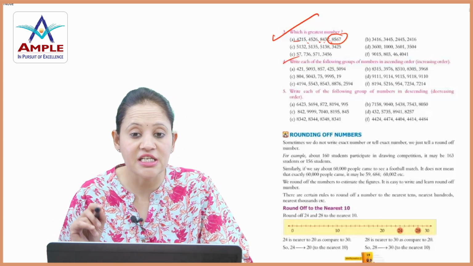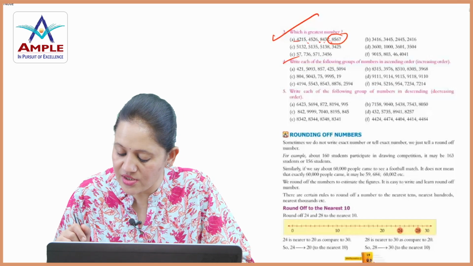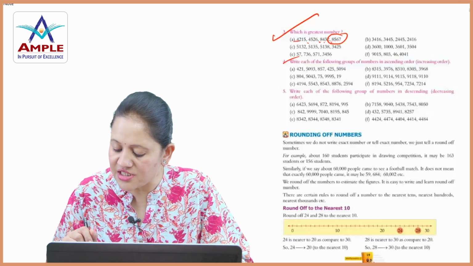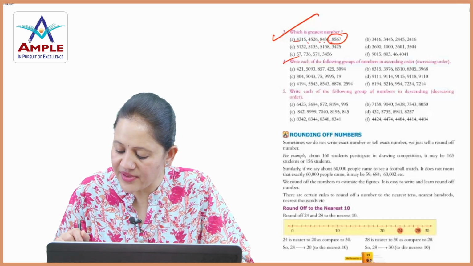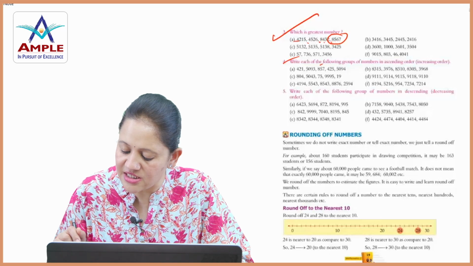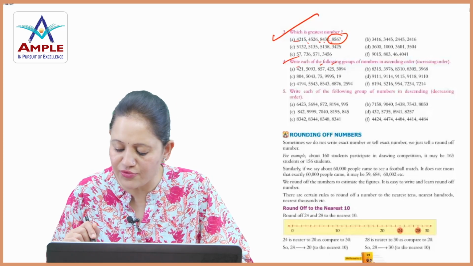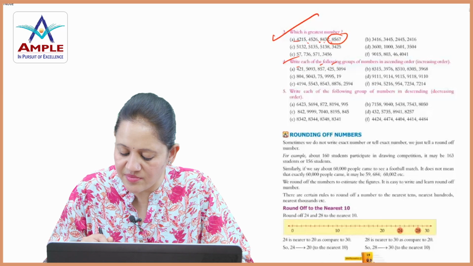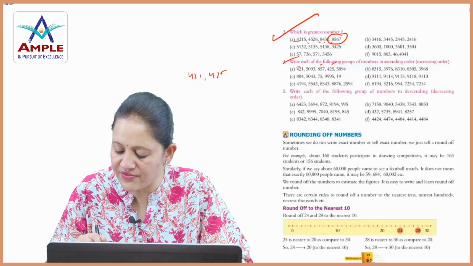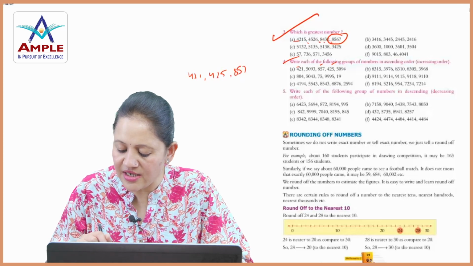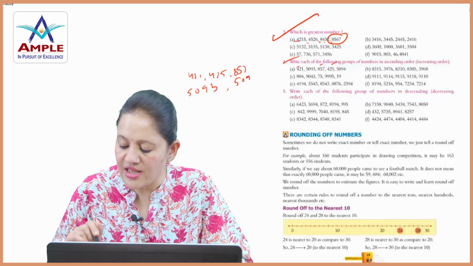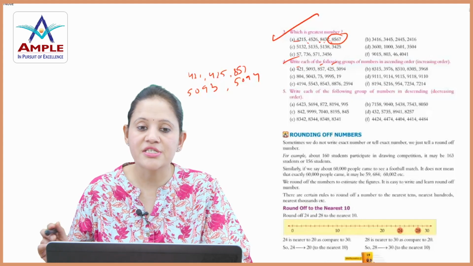Next, write each of the following number in ascending order. Ascending order means increasing order. Start from the smallest one. So in all these numbers, here you can see this is a 3-digit number, this is 3-digit number, 3-digit. Rest are 4-digit number. So in 3-digit number, 421, then 425, then 857, then 5093, and the greatest is 5094. That is the increasing order, ascending order.